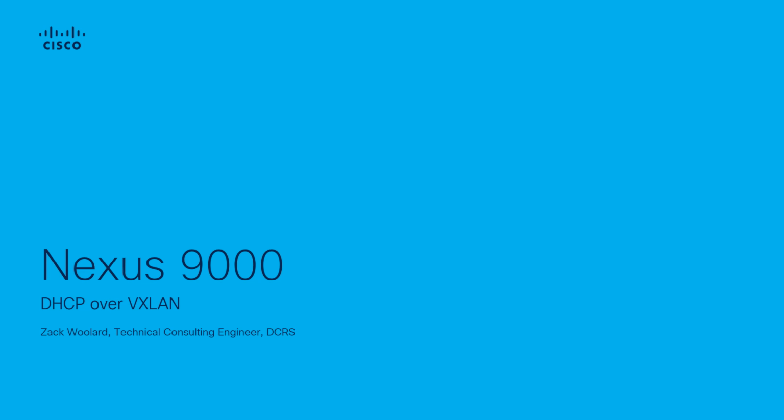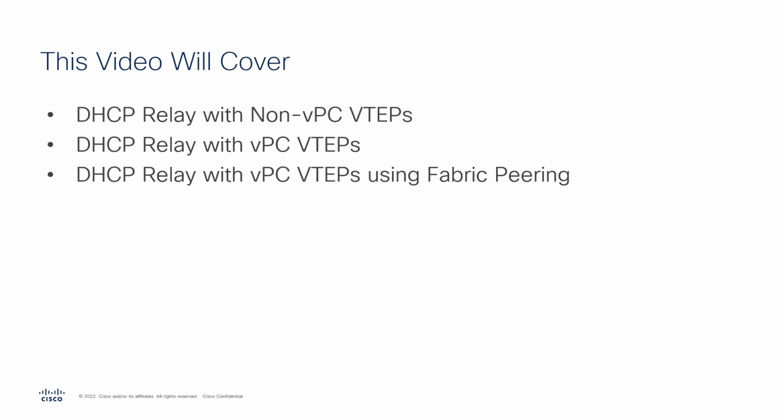Today, I will be discussing the requirements needed to make DHCP work in a VXLAN environment. I will not be going into detail about how to configure VXLAN, so you must be familiar with the fundamentals first. This video will cover the requirements needed for DHCP relay over VXLAN using non-VPC VTEPs, VPC VTEPs, and VPC VTEPs using fabric peering. I will be referring to the Nexus devices responsible for the encapsulation and decapsulation of VXLAN traffic as VTEPs and leafs interchangeably.